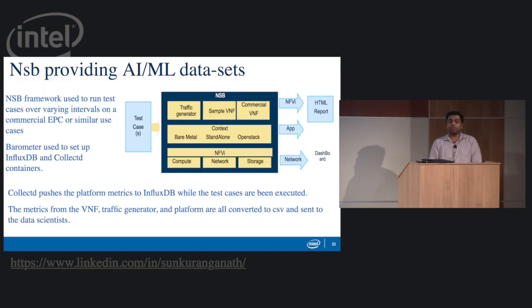So under OPNFV, there is another project called NSB, Network Services Benchmark. It's a framework where you could leverage the existing VNFs, whatever VNFs you have, like sample VNFs or commercial VNFs. You deploy that VNF within a set of nodes, and you have the traffic generator and the OpenStack deployments. A lot of this is integration done using the OPNFV framework, and what this project provides is characterizing your VNF across a set of KPIs, so that you're not only getting the performance numbers, throughput, latency, et cetera, but you're also getting the related telemetry from CollectD.